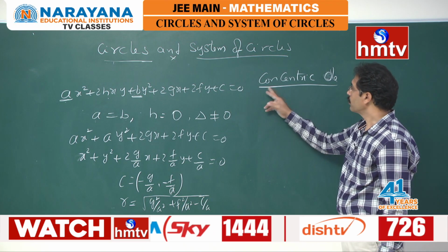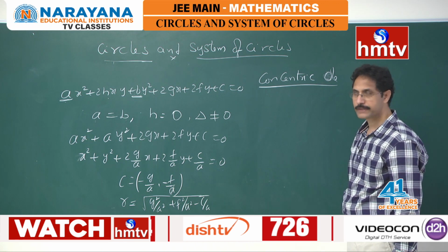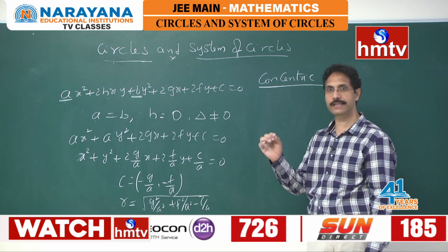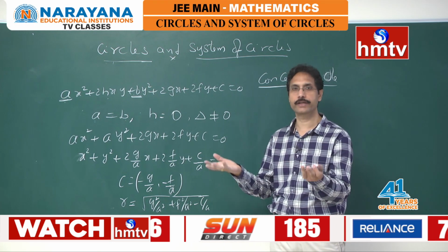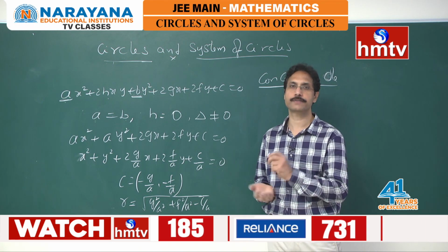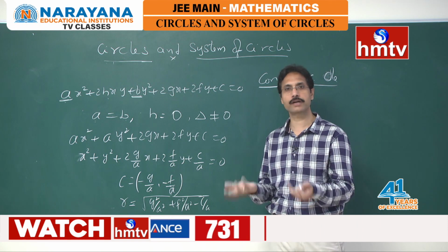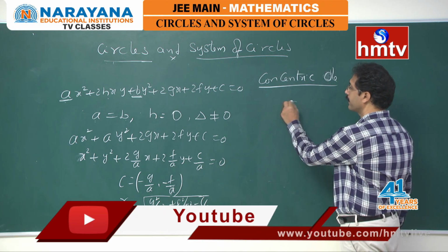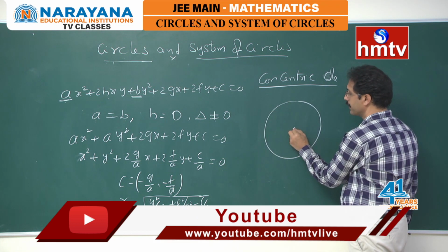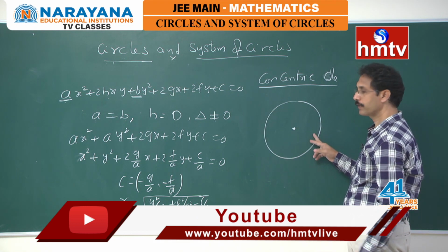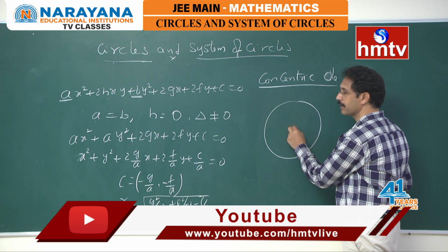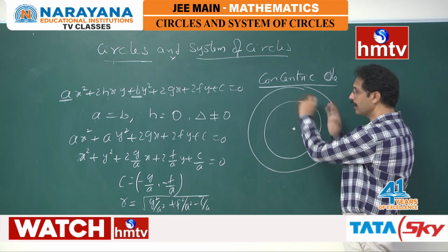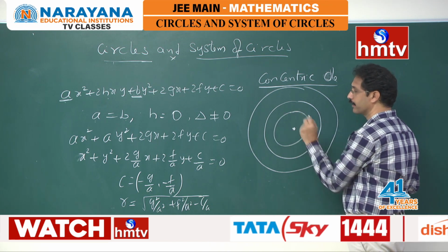Now, we will go to concentric circles. Means here, any two or more circles that have the same center but different radii are called concentric circles. Not only concentric circles, also concentric curves. Like here see, here is the center and this is one circle. Now, if I take the same center for another circle like this, so many circles we can draw. So, all these circles are called concentric circles.